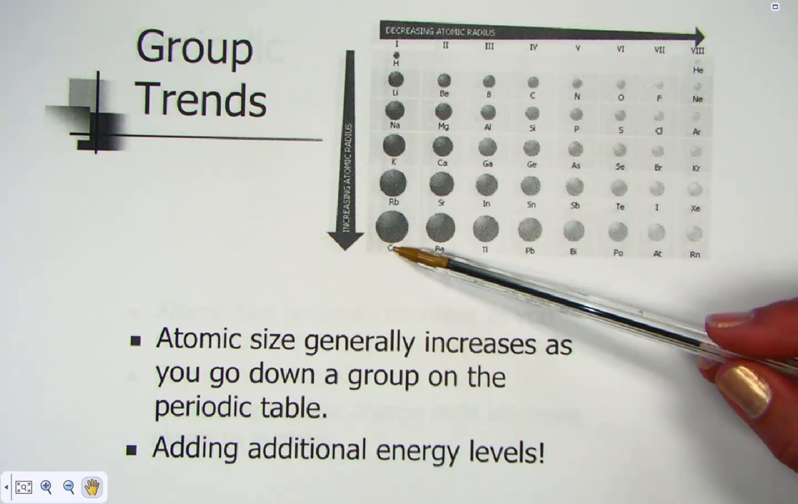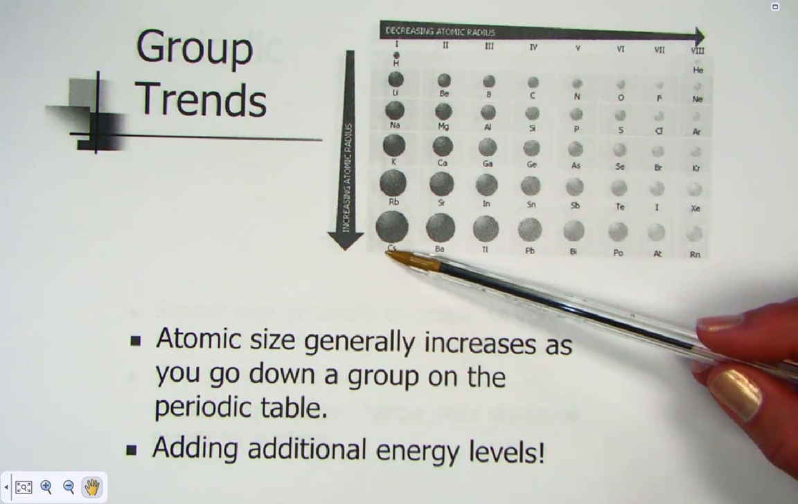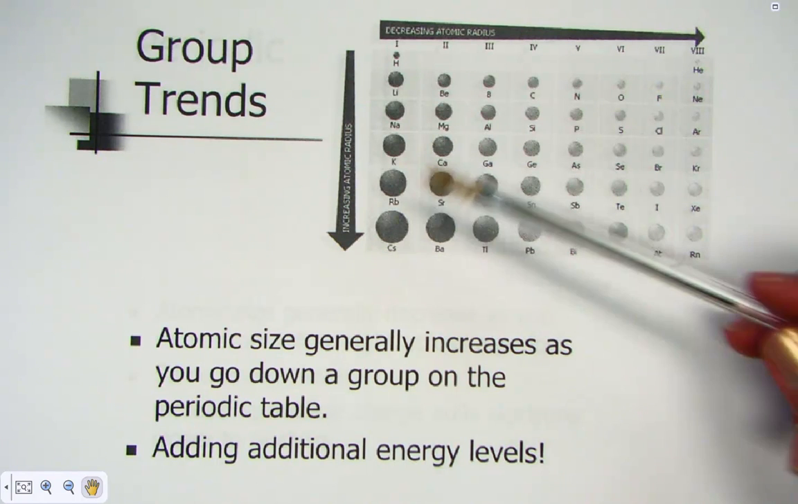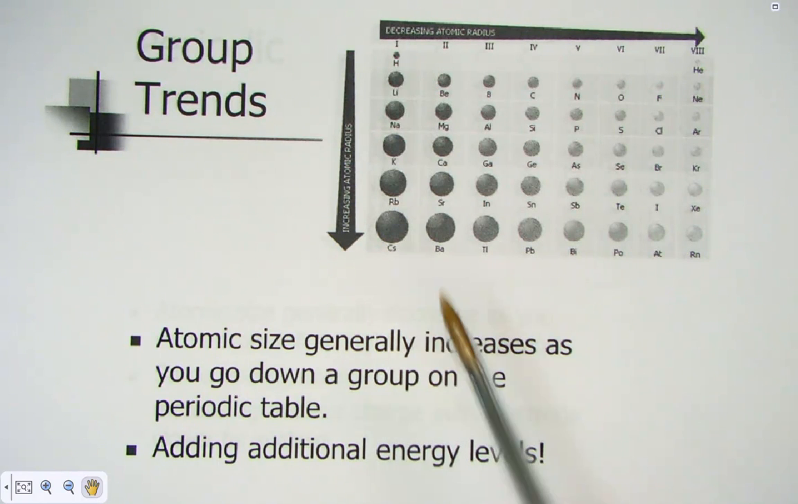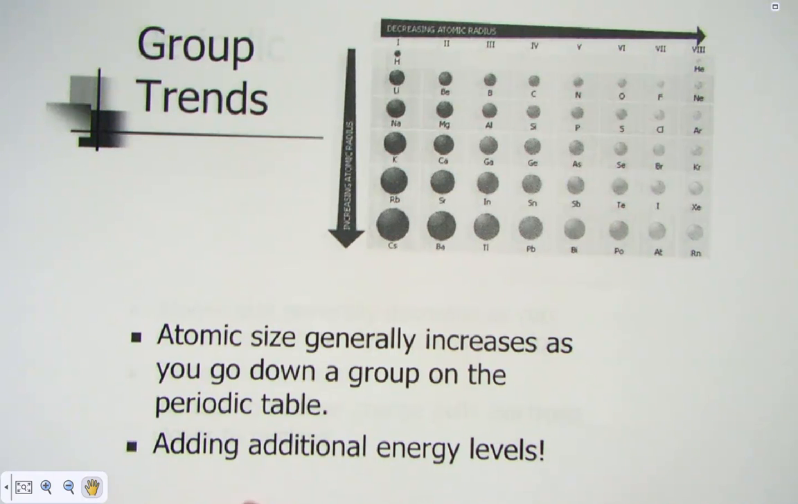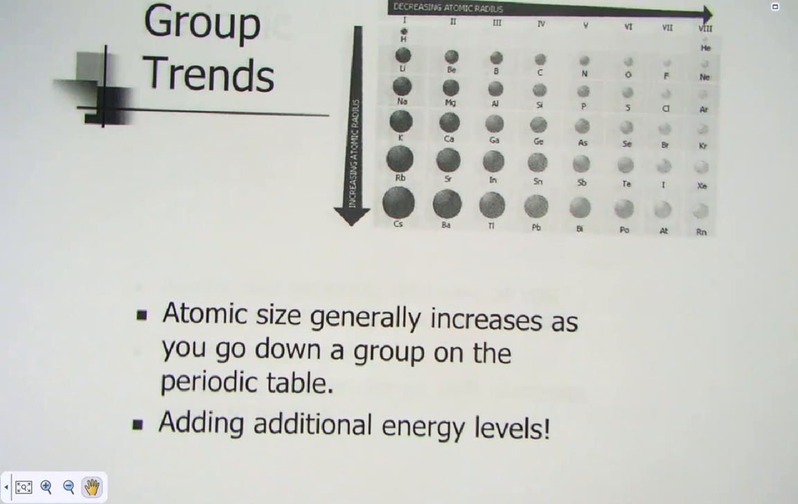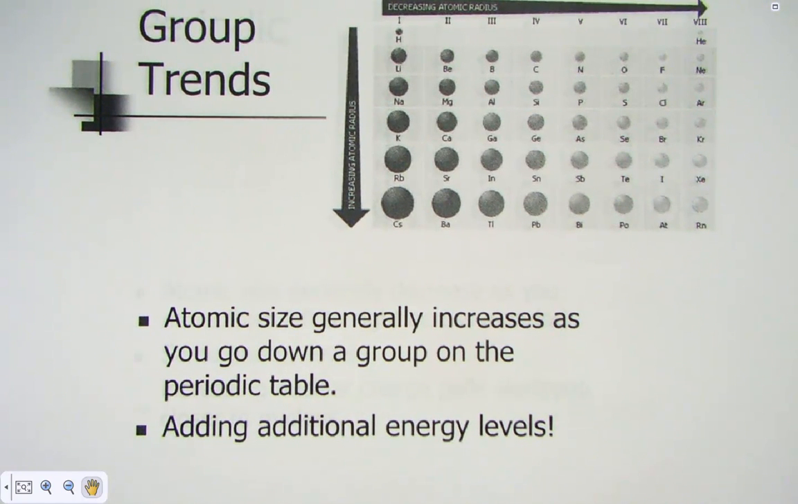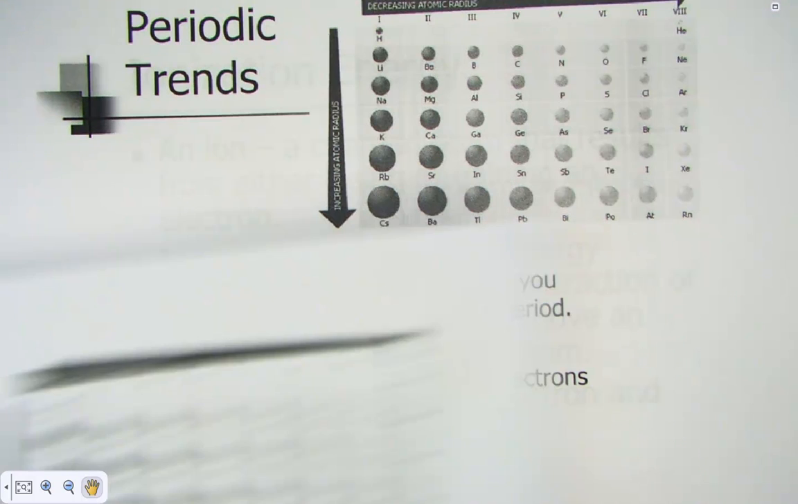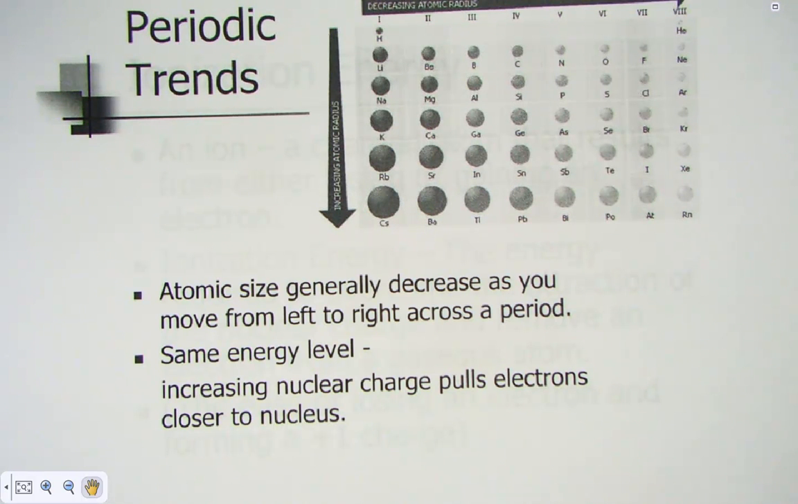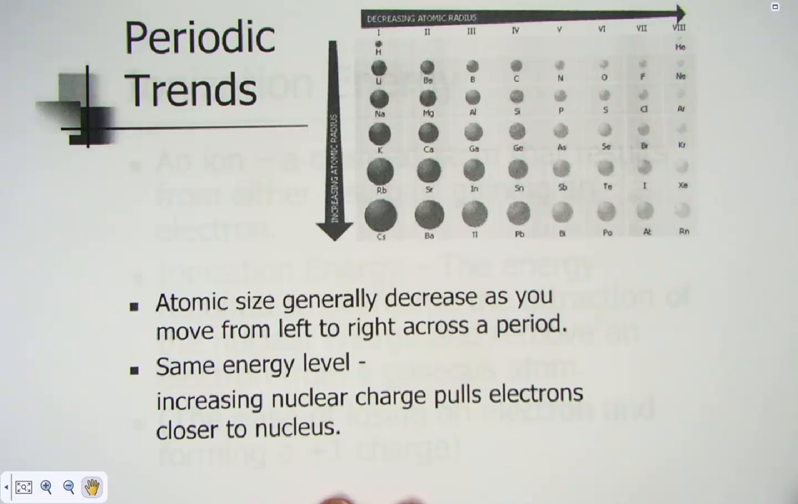An atomic radii trend. Atomic radii, the size of atoms. Atoms get bigger as you go down a column. Why? Be sure you add that in your notes. Why? They get larger because you're adding additional energy levels. What do you notice about a group trend in terms of atomic radii?